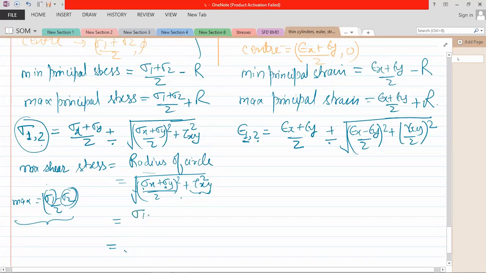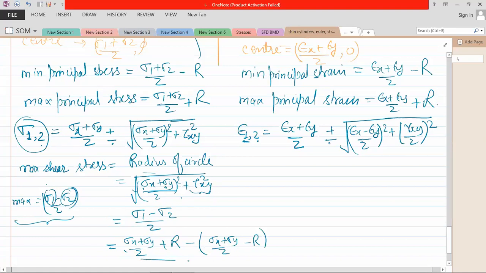But we can also write it in this form. Now, how will we do that? First of all, the value of sigma 1 is (sigma x plus sigma y)/2 plus the square root of something. I will write it as r. I will not write the complete expression. It is r, and now the negative of it. So what is sigma 2? (Sigma x plus sigma y)/2 minus r, divided by 2.